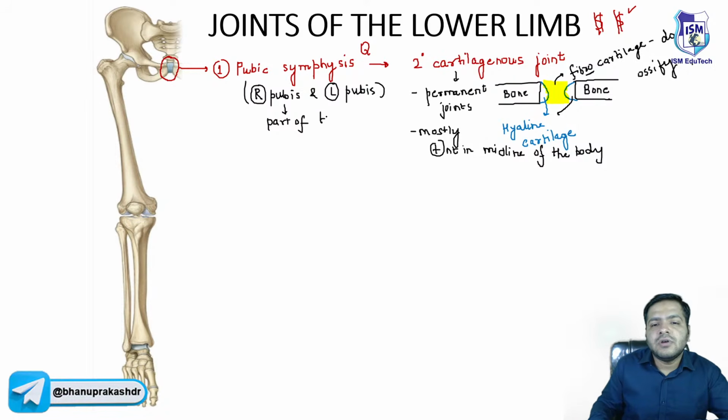It is part of hip bone, right? Pubis. It is part of hip bone.